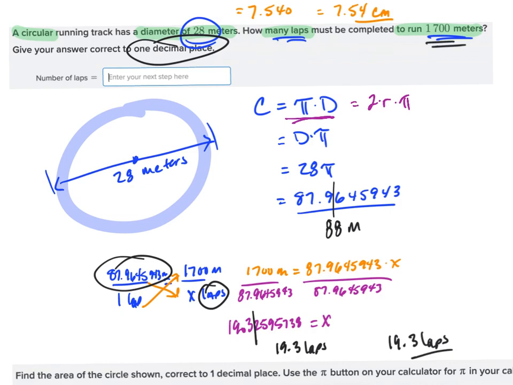Okay, and the area of a circle is pi times r times r. But the area is talking about the inside of the circle. What's the measure inside the circle? So the next video will be about how to calculate area.